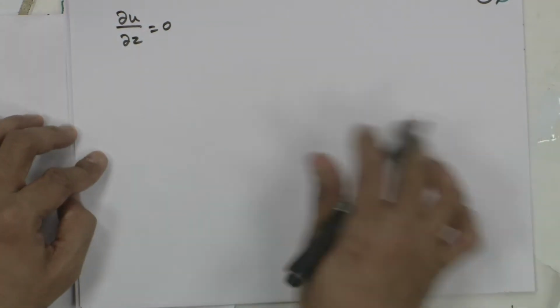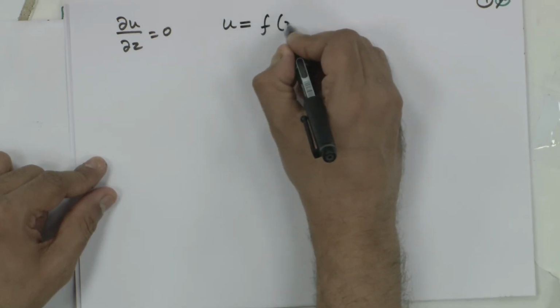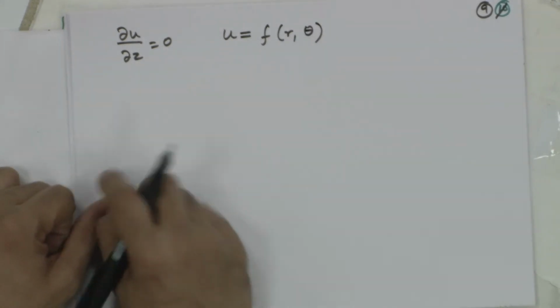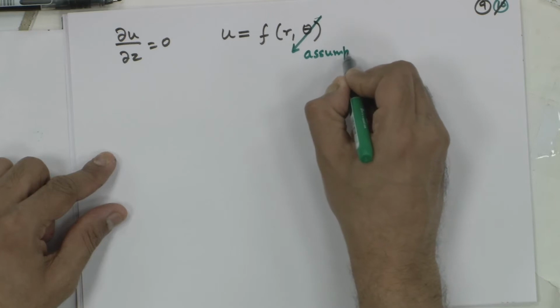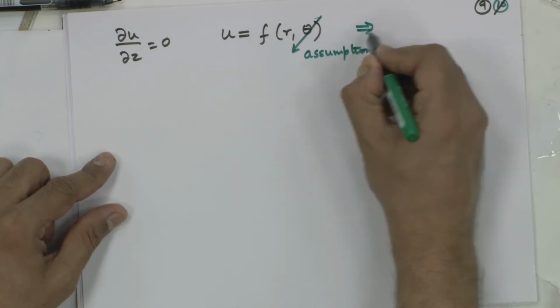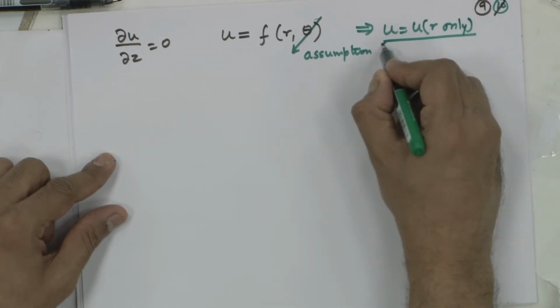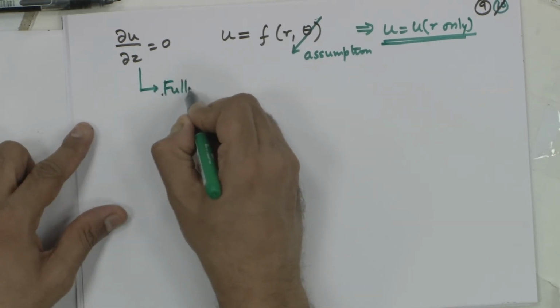So, this is slide number 9. du by dz equal to 0 means that u is a function of r and theta, because the gradient with respect to z is 0. So, u is at best a function of r and theta, but we said nothing is a function of theta. This was an assumption, and it is quite a realistic assumption. That means u is a function of r only, and this is what is called a fully developed flow.